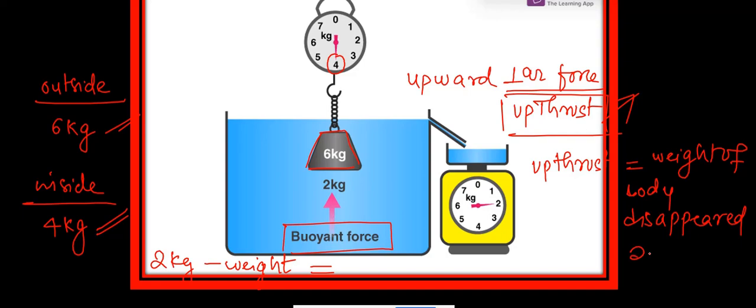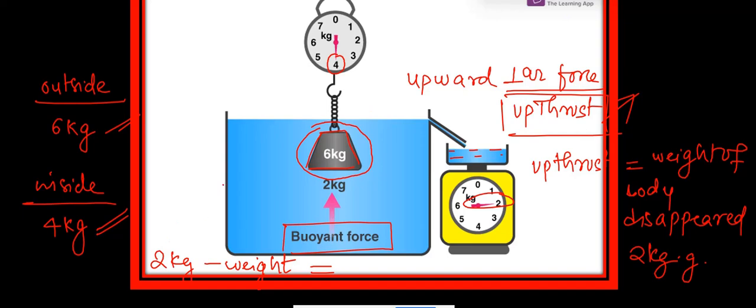How much was that? That was 2 kg into g. Now, this was also equal to what? If you keep the body inside the liquid, some amount of the fluid is occupied by this block, right? Some amount of the fluid has been displaced out. The weight of that fluid displaced is also 2 kg. That means upthrust is equal to the weight of the body that has disappeared, and this is also equal to the weight of the fluid displaced. Getting my point? Okay, we'll get back to this.